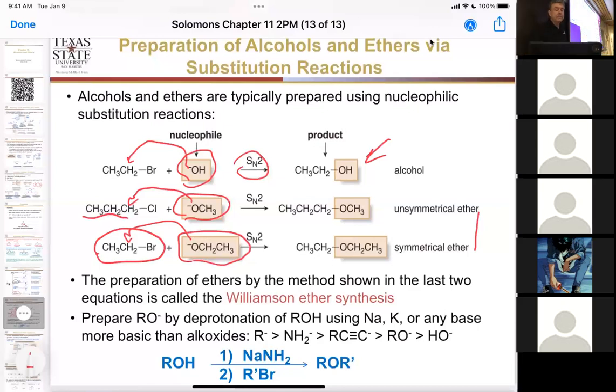The other thing you can use is any base more basic than alcohol. So we have to think about that: alcohol has a pKa around 19. Hydroxide, the conjugate base of water, has a pKa around 15. So it's hard to make an alkoxide using sodium hydroxide. You have to use something more basic. So we like to use things like the cyanide ion or the amide or even the anion made on carbon to make a nucleophile.